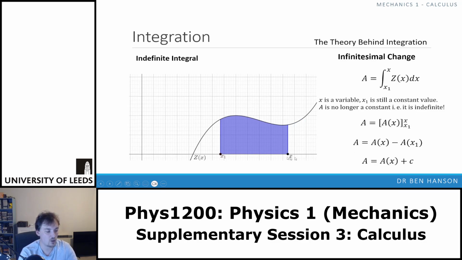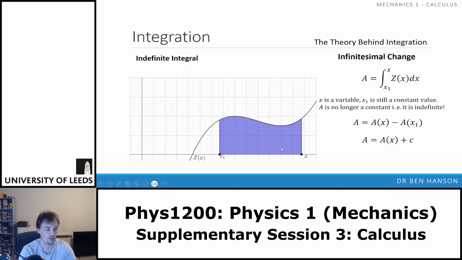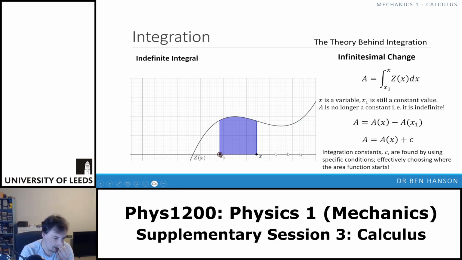And so we can do any x we want, right? I can move x over there. Hang on, lost the graph. I can have x here, I can have x there, I can have x there. A of x is a function now, and it counts all the area under the graph up to the point x from the point x1, which is the integration constant. So that is the theory behind integration.